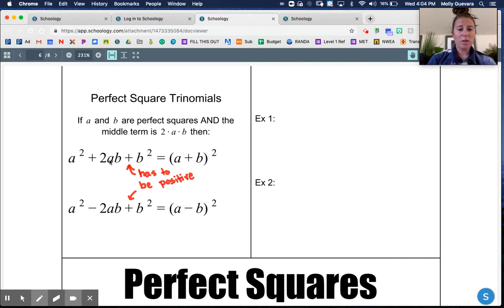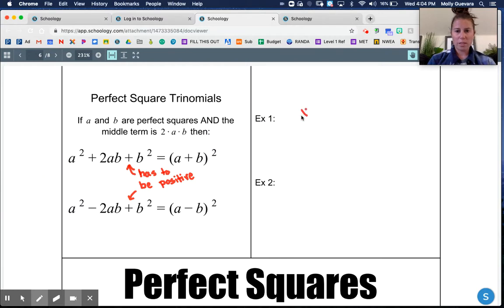And if you can multiply the two square roots together and multiply by 2, and that's your middle term, then it's a perfect square trinomial. And I know that that sounds very confusing. Promise you it's not as bad as it seems. So let's just look at an example, and then I think you'll be like, oh, okay, that's not so bad.